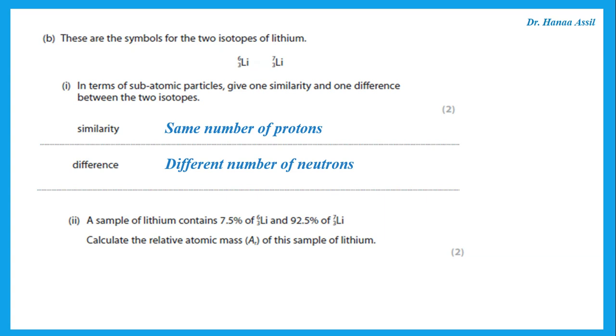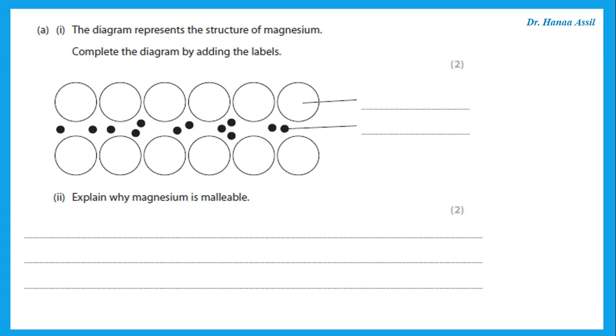And then we're told the samples of lithium contain this percent of this and this percent of that. Calculate the relative atomic mass of this sample of lithium. Remember, to get the overall relative atomic mass, it is abundance times mass number plus abundance times mass number over 100. Remember again, the mass number here is 6 or 7, not 3. So mass number times abundance, you add them for all the isotopes, divide by 100, and this gives the relative atomic mass of lithium.